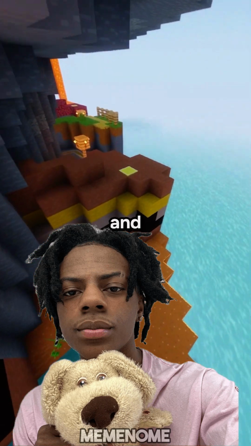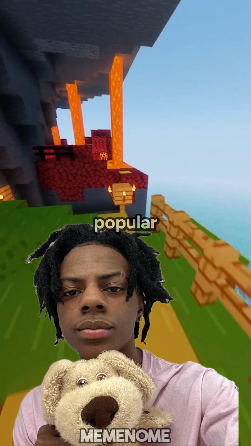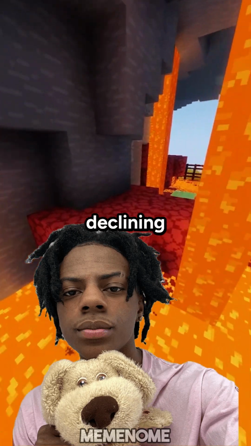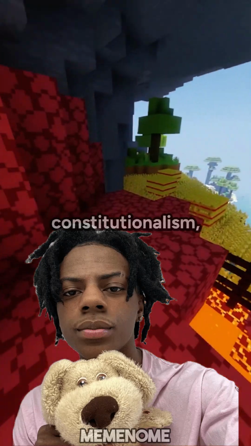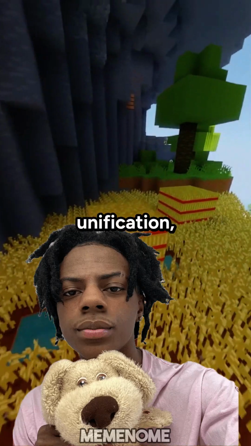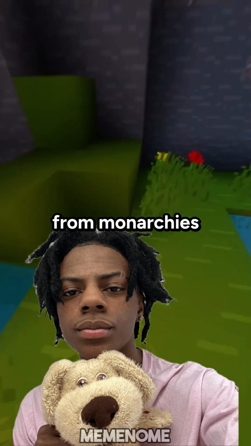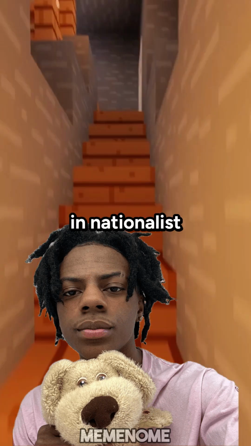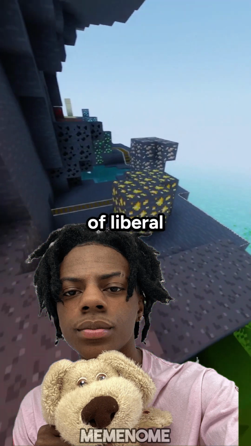Economic hardship and overpopulation during the 1830s and 1840s triggered popular revolts like the Silesian Weavers' Uprising, driven by declining wages and job scarcity. The 1848 Revolution of the Liberals aimed for constitutionalism, national unification, and expanded suffrage, but the Frankfurt Assembly failed due to resistance from monarchies and lack of broad social support. Women participated actively in nationalist struggles, but were largely denied political rights, reflecting the limitations of liberal equality during that era.